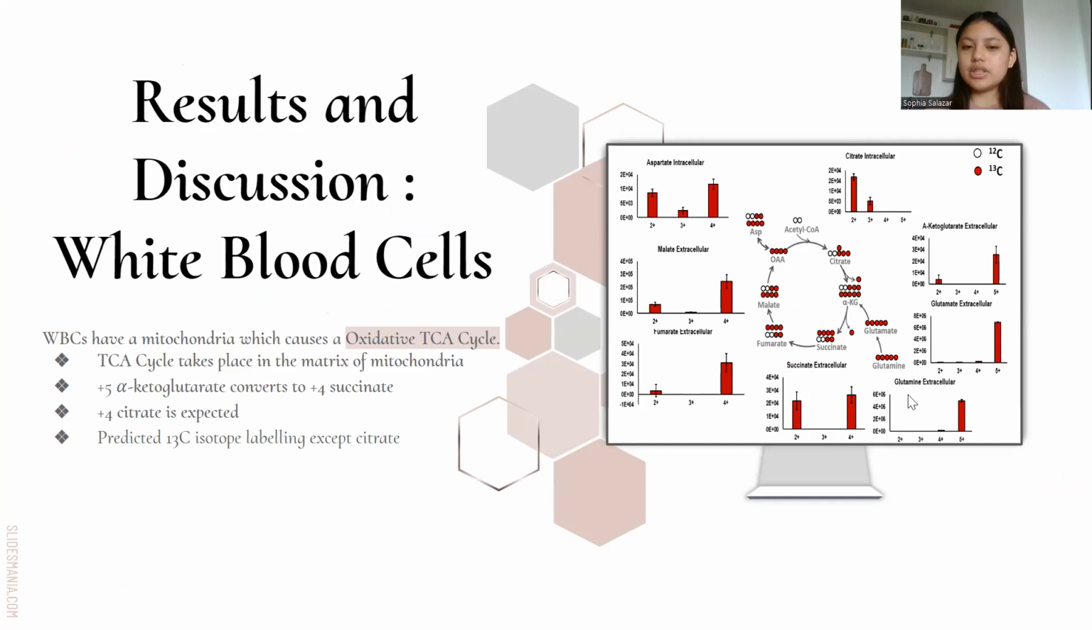This shows the carbon-13 isotope tracing pattern in TCA metabolites examined in white blood cells, which is fed with, again, uniformly labeled carbon-13 glutamine. In this graph, the x-axis represents isotopomers, which are isomers with the same chemical arrangement but different isotope forms, and the y-axis represents the signal intensity. I'm going to explain how to analyze the data and how I came to my results.